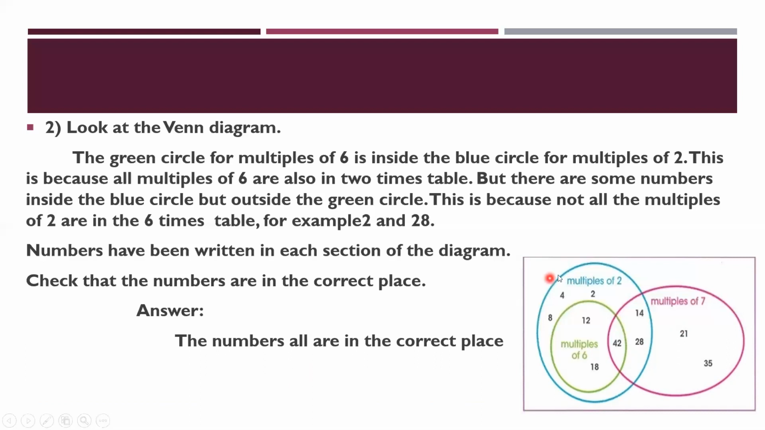Clear? This is a Venn diagram. They have given everything. You just need to conclude whether it is correct or not. If in this situation everything is correct, you just need to write the numbers all are in the correct place. Suppose anything is wrong, you need to mention this one is exactly in the wrong place. It should come in that particular place, and you have to point out all those things. Now here everything is perfect, so we just need to write only this one. The numbers all are in the correct place. Okay.